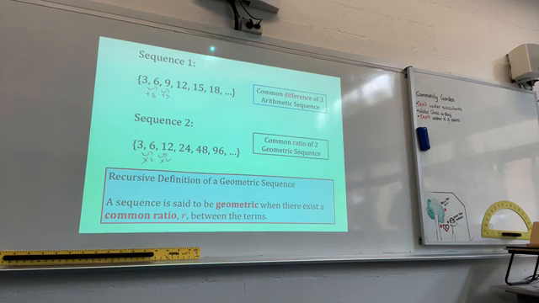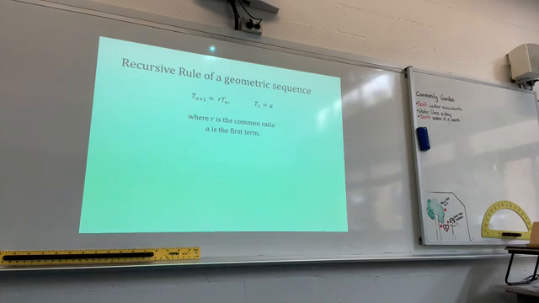All right? Now, you need to know the recursive definition of a geometric sequence. A sequence is said to be geometric when there exists a common ratio between the terms. So you must think about it as a common ratio instead of a common difference now. All right? What I'm going to do is show you the recursive rule of a geometric sequence.